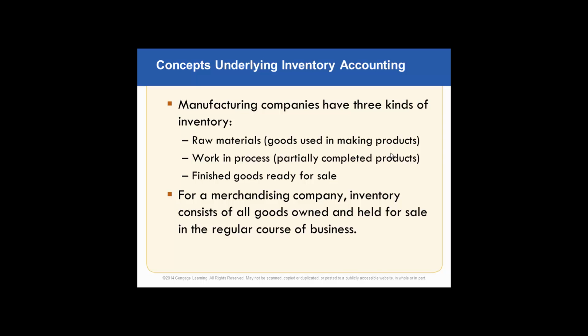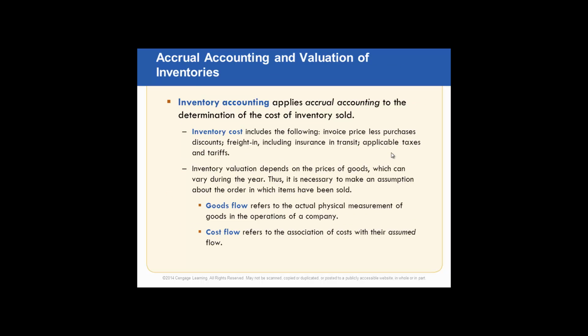So for a merchandising company, inventory consists of all goods owned and held for sale in the regular course of business. Inventory accounting applies to accrual accounting, to determine the cost of the inventory sold. Every item we buy has a price, not the price we pay, but the price it costs the company that's selling it. So inventory costs include the invoice price, less any purchase discounts. If I buy something and I don't pay 100%, I buy it less 2%, so I essentially only paid 98% for it.